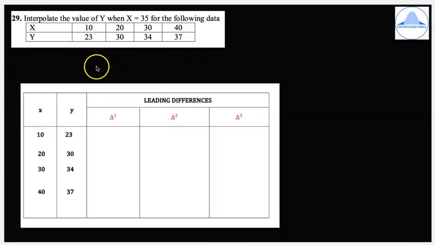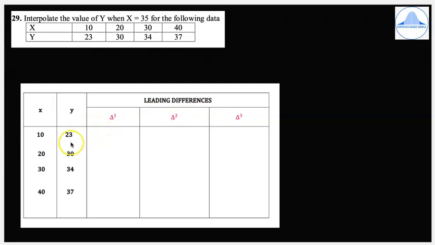Question 29. Interpolate the value of y when x is 35 for the following data. The x values are 10, 20, 30, 40 and the y values are 23, 30, 34 and 37. We have to make use of Newton's forward difference formula to interpolate the value of y when x is given. So rewriting the table and forming the columns called leading differences, I have delta to the power 1, delta square and delta cube.